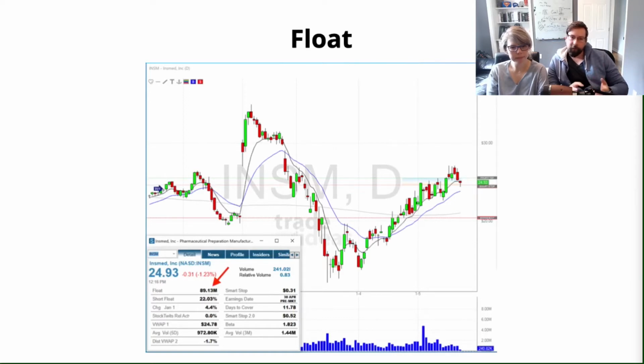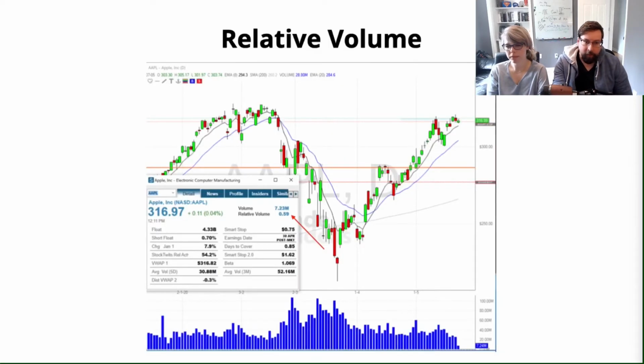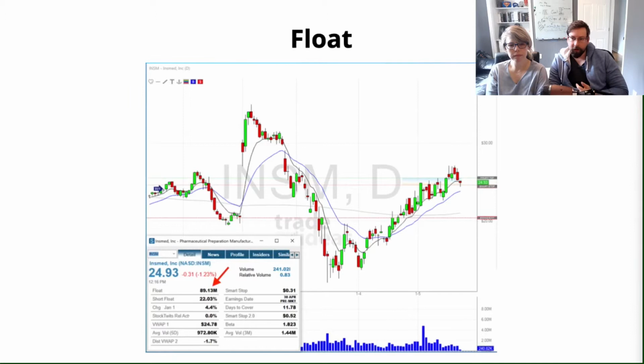So that's why people will really look at float. If we go back to Apple, it has 4.3 billion shares in its float. So there's a lot of shares of Apple that have to change hands in order to cause a really big move on Apple. And each of those shares is worth $300. So the amount of actual dollars it would take to move Apple is insane. You would need billions. This tells us 2 things. One, it's a liquidity measure.